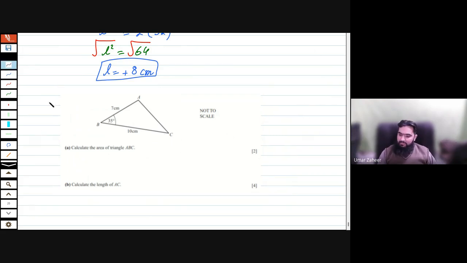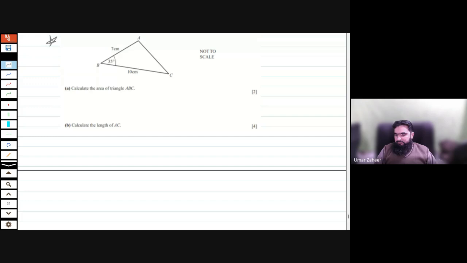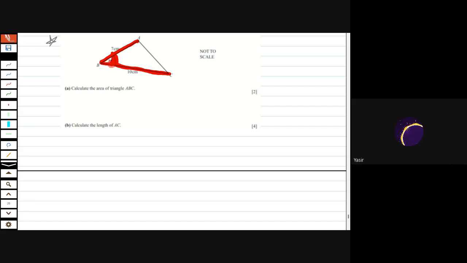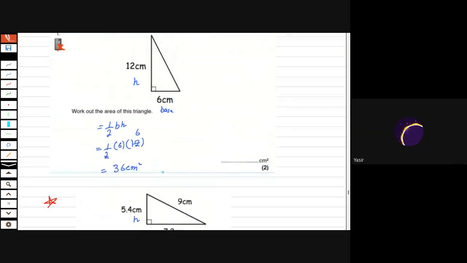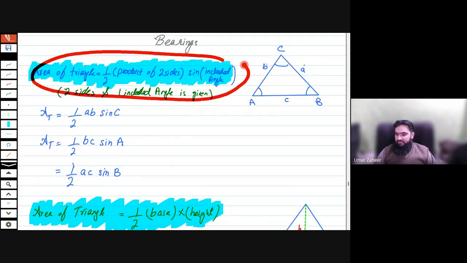Look at the question. Tell me how we can find the area of a triangle. We have to use the 1 over 2 formula because we have two sides and we have the included angle. Yes, what is the formula? The area of a triangle is equal to 1 over 2 product of two sides into sine of their included angle.